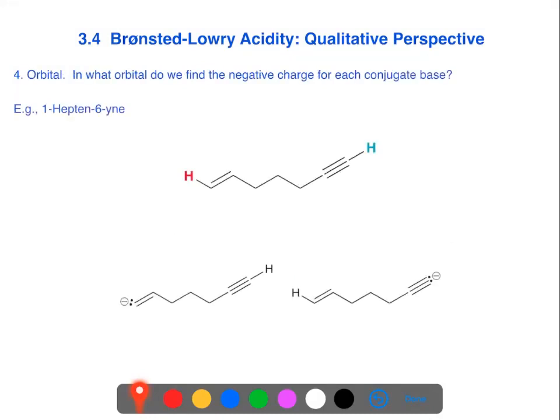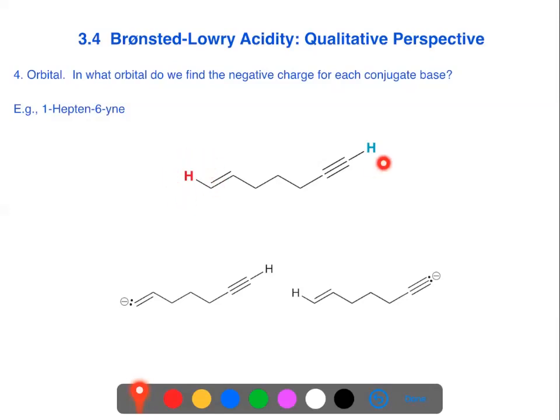The last factor that we may have to consider when looking at the relative stability of a conjugate base is that of the orbital. And the question we ask is, what orbital do we find the negative charge in for each conjugate base? So in this example, we're going to look at this enyne structure. This is called an enyne because it has both the alkene functional group and an alkyne functional group in the same compound. And so in this example, we're going to compare the relative acidity of these two hydrogens.